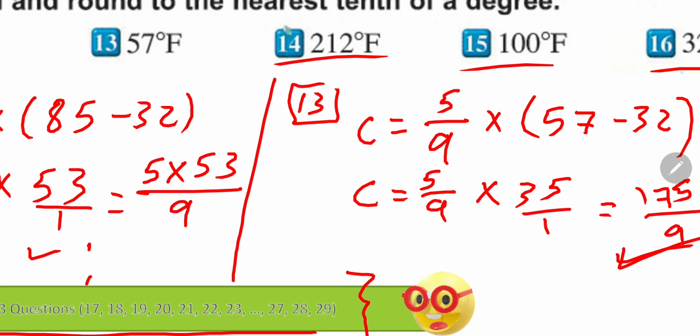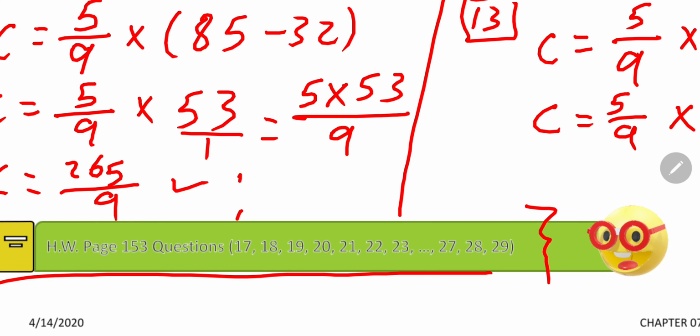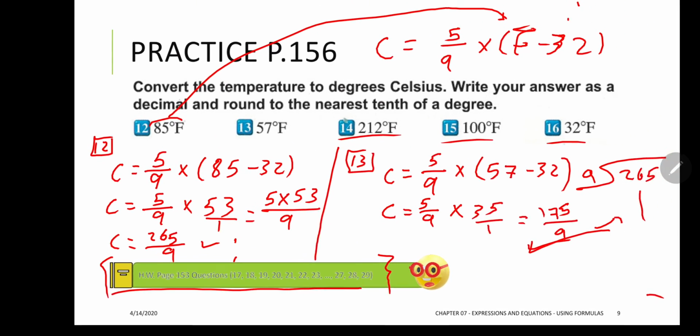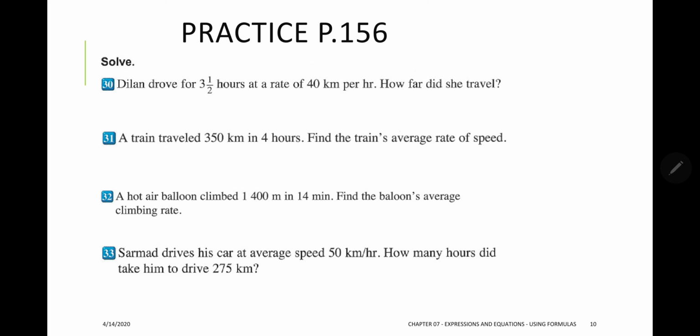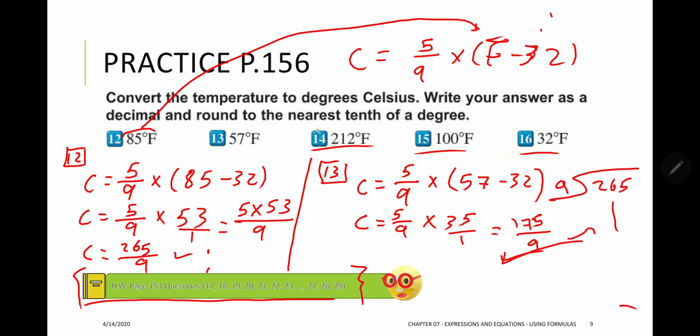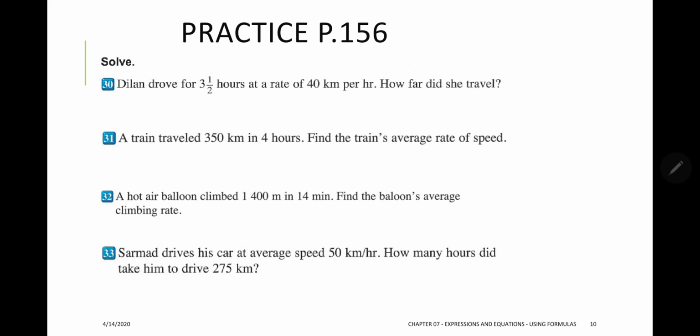Okay, let me zoom it a little bit so you can see better. Okay, page 153, question 17, 18, 19, 20, up to 29. So all of those. Okay, I think that's it in here. I want to finish those also, but the video has gone so long. So I'll try to get back to those questions in another video.